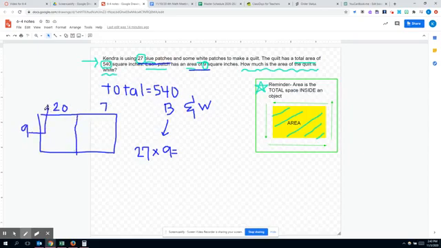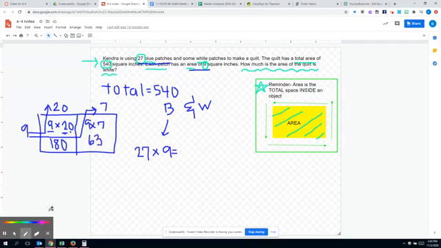So this one is over and up, 9 times 20. I know 9 times 2 is 18. There's a 0, so I need a 0. And 9 times 7. 9 times 7 is 63. When you add those two partial products of 180 and 63, you will find your total amount of space that the blue patches take up.